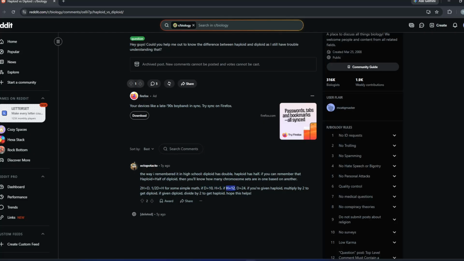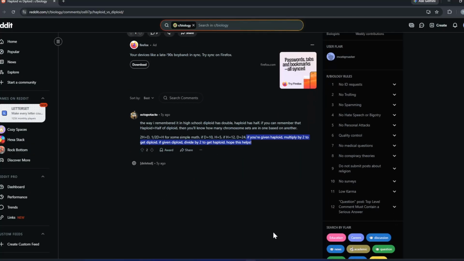If H is equal to 12, then D is double of half. So 12 times 2 is 24. If you're given haploid, multiply it by 2 to get diploid. If you're given diploid, divide by 2. I hope it helps. So there you go, guys.